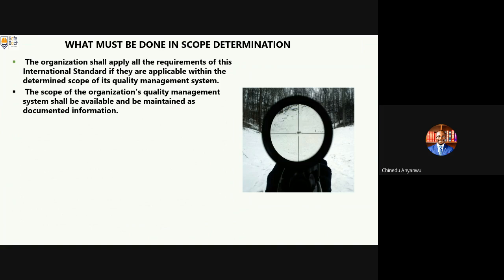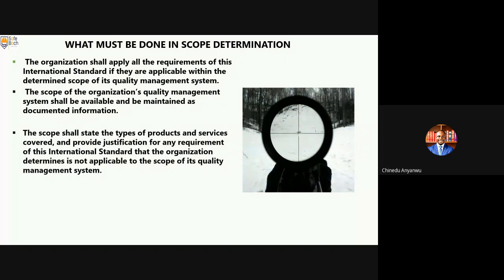This simply says that the scope must be written down clearly and be available for people to see. It also says that the scope shall state the type of products and services covered and provide justification for any requirements of this international standard that the organization determines is not applicable to the scope of its quality management system.